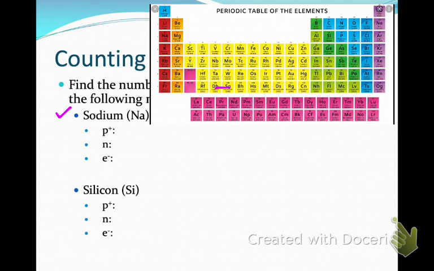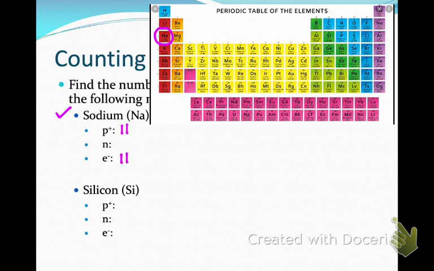So let's go ahead and locate the elements we're looking for here. Sodium, right up here on the left-hand side, it has an atomic number of 11. That automatically tells me that my number of protons is 11. It also tells me, because my instructions said that we're looking for protons, neutrons, and electrons in a neutral atom, that my number of electrons must also be 11.